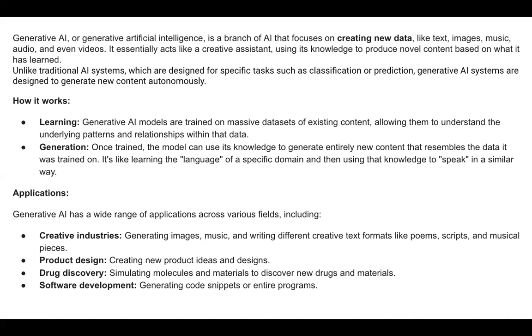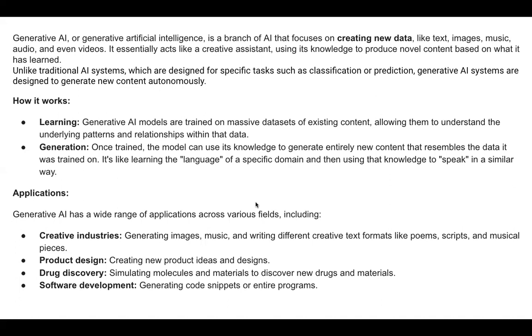So that's learning, that comes first. And then the next step is the generation. Once trained, the model can use its knowledge and generate entirely new content that resembles the data on which it was trained. So see, this is important. Let's say it's a model which is trained on just generating new code, and now you go and ask it to write a poem, it will do a bad job at it. Okay. So it's like learning the language of a specific domain and then using that language to speak in a similar way.